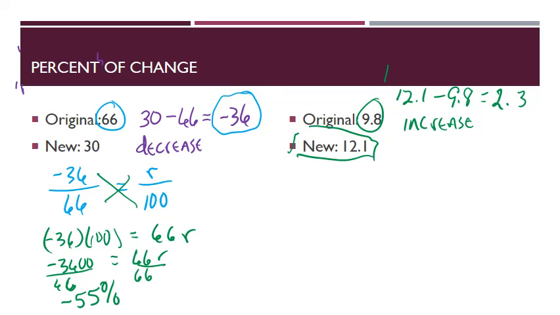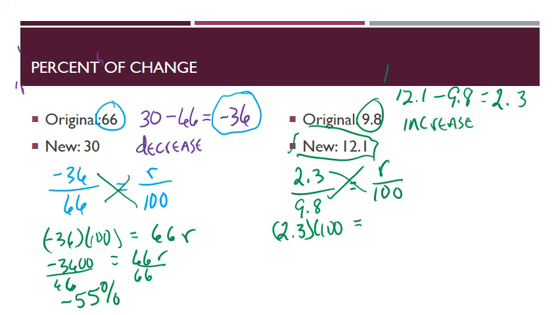All right, so now how am I going to set this up? Well, again, I'm going to take the difference between the new and the original, 2.3, over the original, 9.8, equals R over 100. And we're going to cross multiply again. And so here I've got 2.3 times 100 equals 9.8R. And 2.3 times 100 is going to be 230 equals 9.8R. I'm going to divide both sides by 9.8.